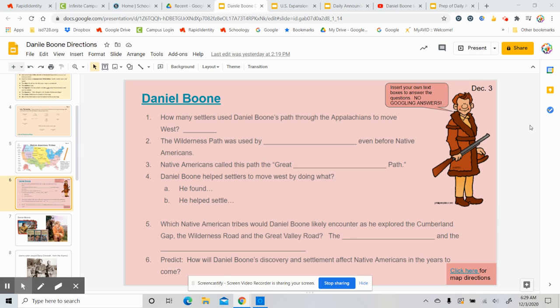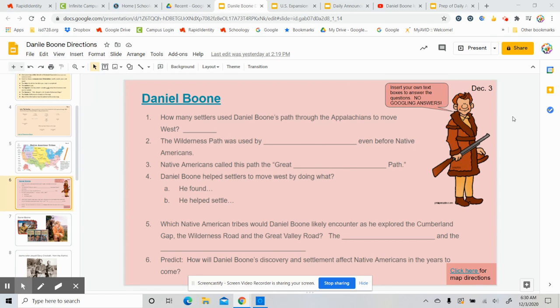Okay, so today we're talking about Daniel Boone. We're going to do some questions, if you haven't already, looking at an article about him and then mapping his route. And I'm going to show you some tips today for how to map those explorers' routes because they really do have to be pretty precise for you to get the points for those.